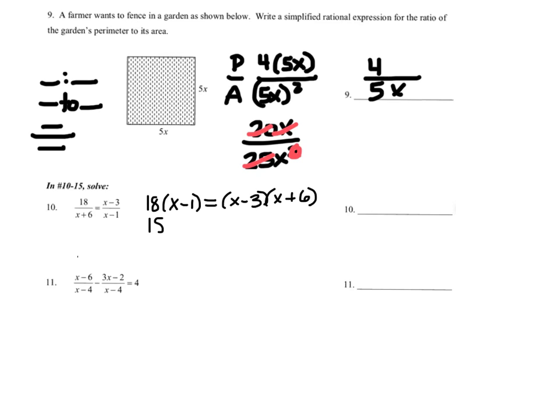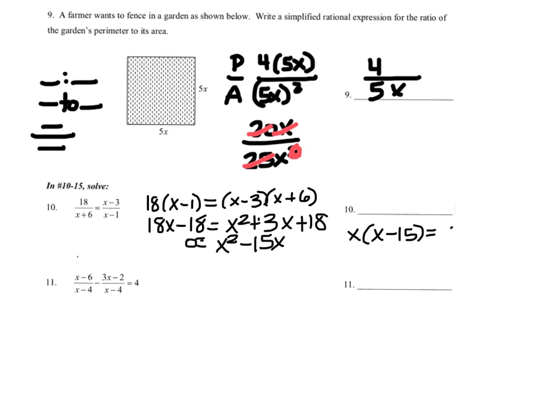I'm going to distribute out. This is a quadratic. I'm going to set it equal to 0. And this is a quadratic. I have to factor. It has a GCF of x. I need to set this term equal to 0, and I need to set this term equal to 0. So this is x equals 0 and x equals 15 are my two solutions.